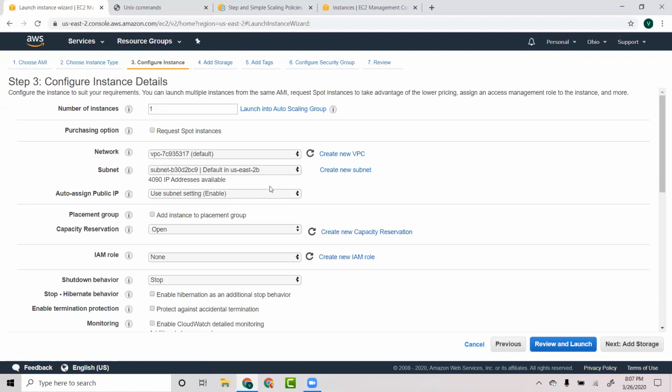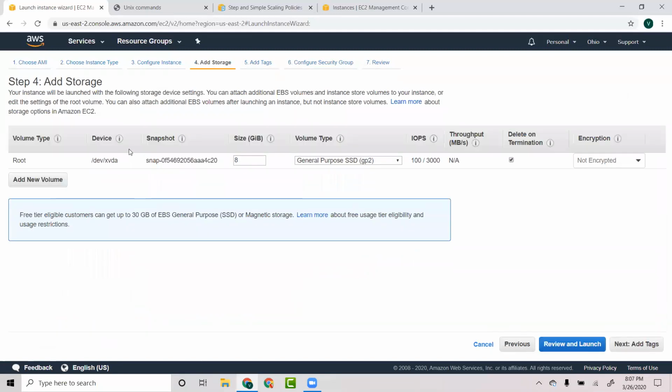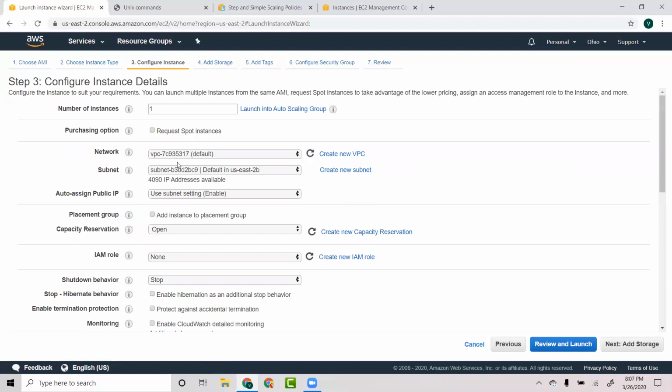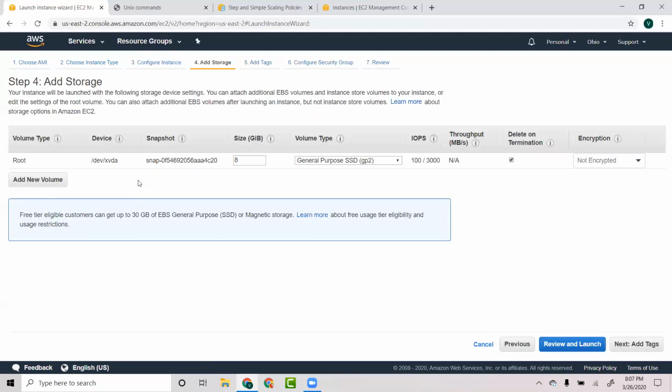Okay. So 2B, and here I'm adding the storage. This is the root device volume. Root device volume is where your operating system will be installed. In the previous screen I specified that I want my EC2 to be installed in 2B, and my storage will automatically be in 2B, period. You cannot have a storage in 2C and your EC2 instance in 2B. Does it make sense? Volume and EC2 instance.